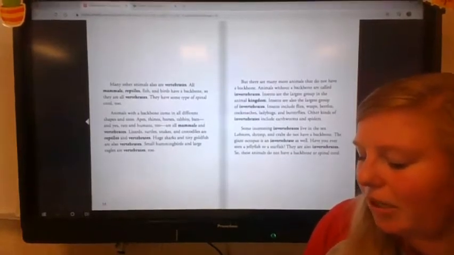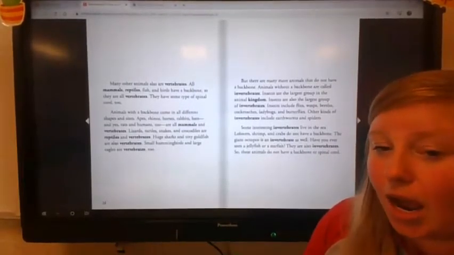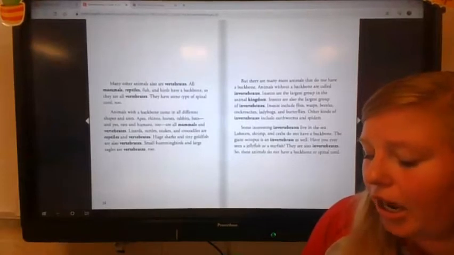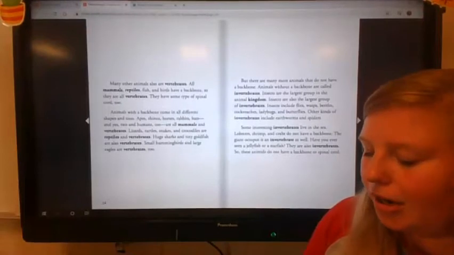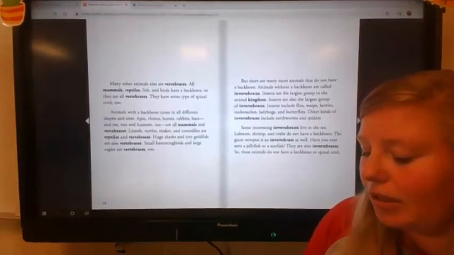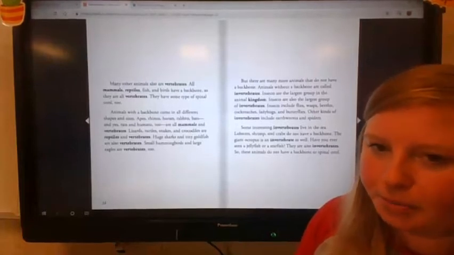Some interesting invertebrates live in the sea. Lobsters, shrimp, and crabs do not have a backbone. The giant octopus is an invertebrate as well. Have you ever seen a jellyfish or a starfish? They are also invertebrates. So these animals do not have a backbone or spinal cord.